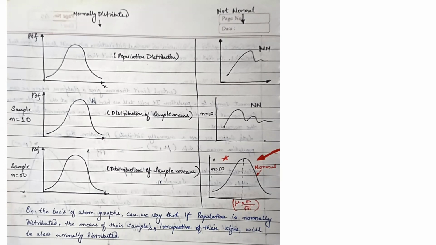Then the researchers increased the sample size from 10 to 50. When they increased the sample size, they again checked the distribution of sample means, and again it was normally distributed.